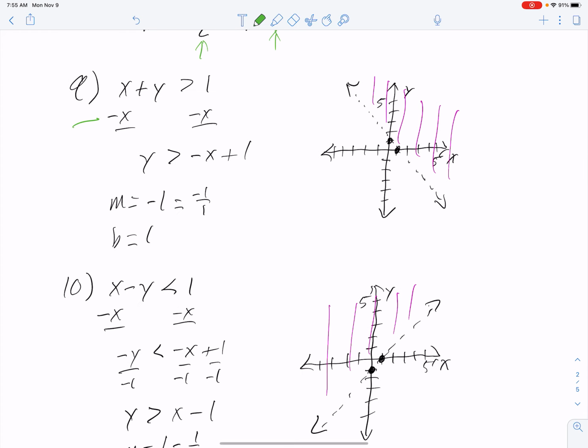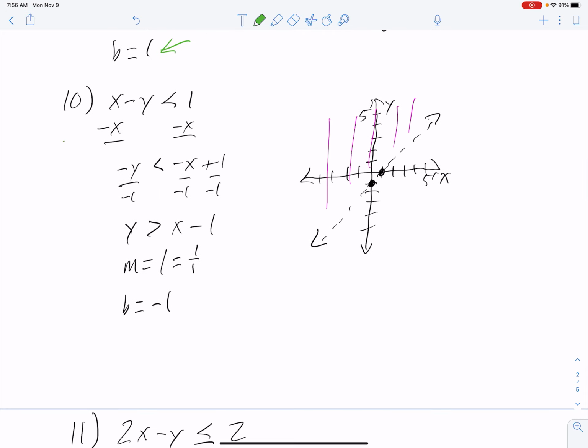Number 9, I start getting into y equals mx plus b form, giving me a slope again of -1, this time a y-intercept of 1. So I graph my y-intercept of 1. I go down 1 to the right 1. Since it's simply greater than, I know I've got a dotted line that is shaded above.